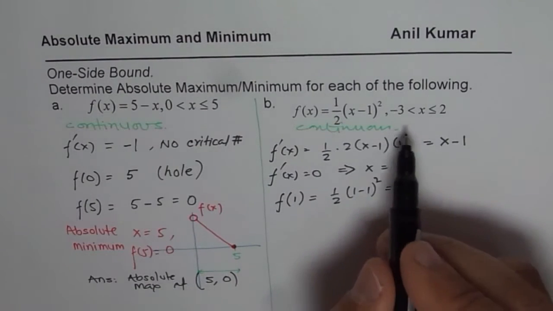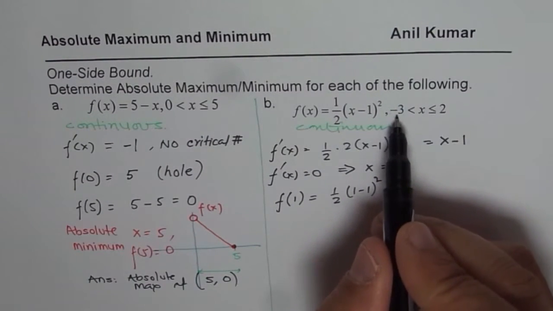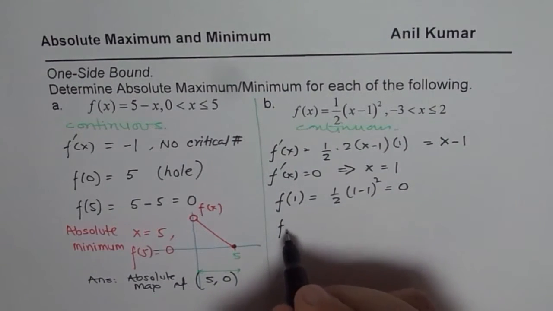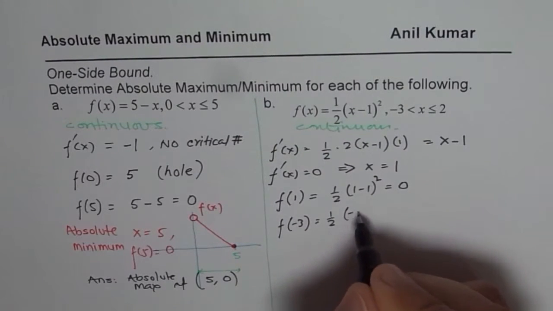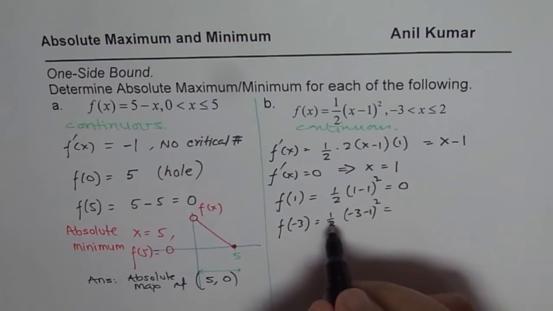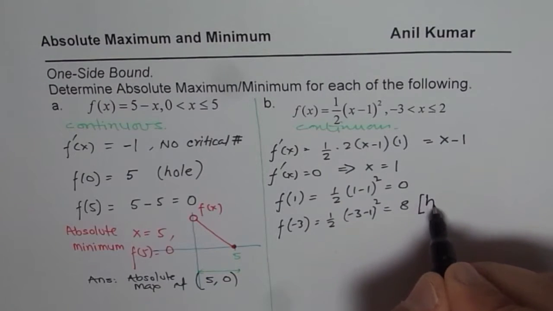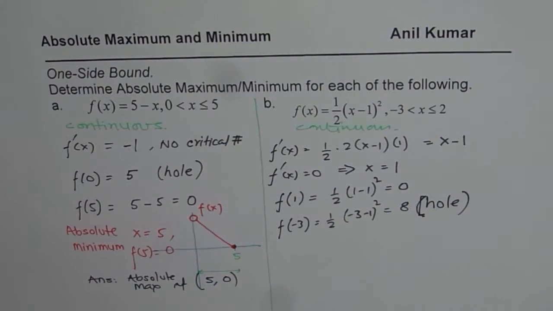We also have to check the values at the two extreme values. This one is not included. We are only checking to help us sketch a graph, okay? F of minus 3 is half of minus 3 minus 1 whole square, which is 4 square is 16. 16 divided by 2 is 8, right? So remember, this is a hole, right? It is a hole. It is not a point on the graph, okay?